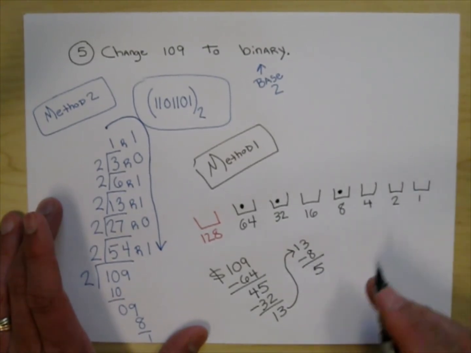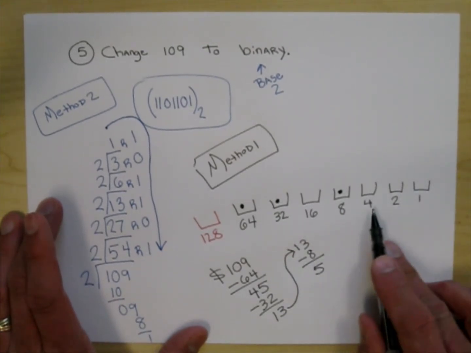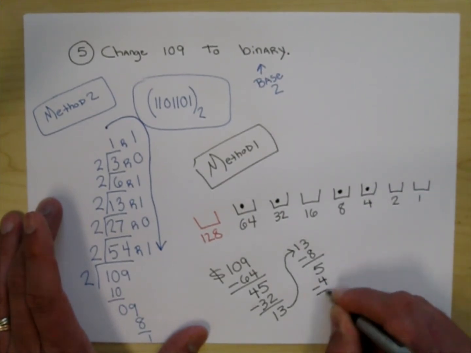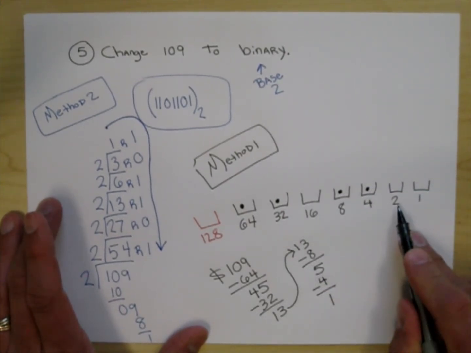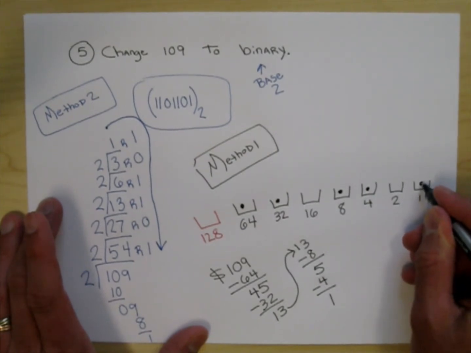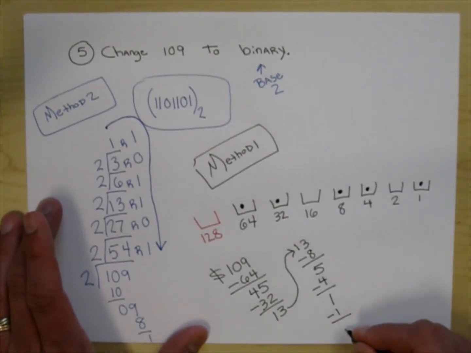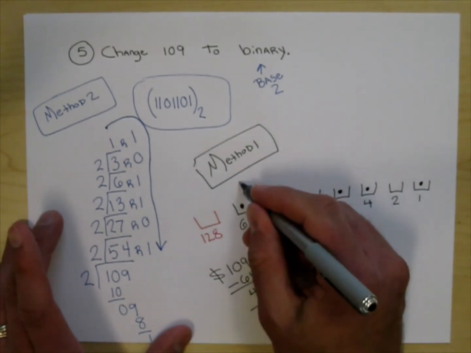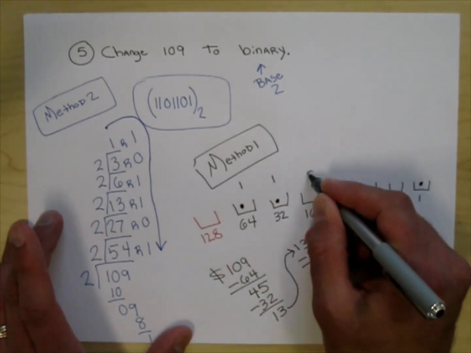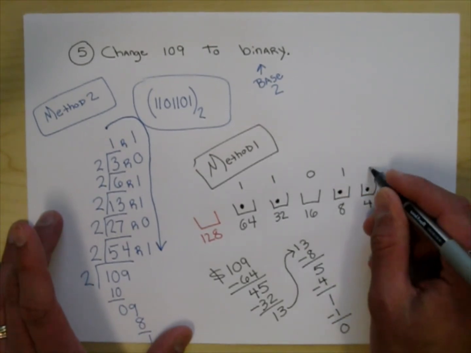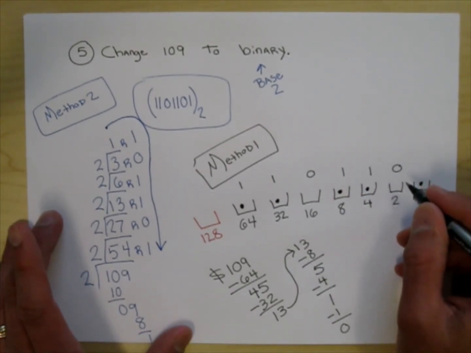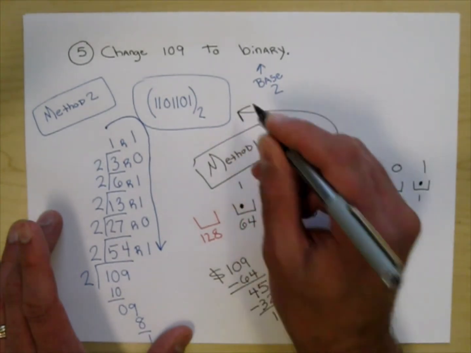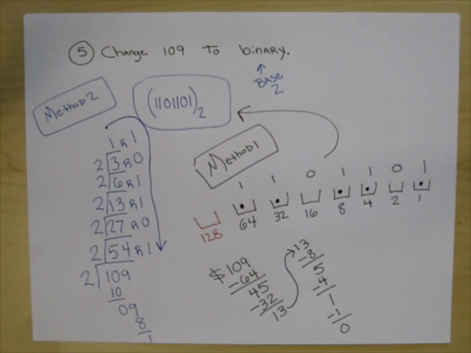I have $5 left. I can purchase a 4. I cannot purchase a 2, but I can purchase a 1. And I'm all out of money. And what I have here is 1, 1, 0, 1, 1, 0, 1. And that's exactly what I had when I did long division.